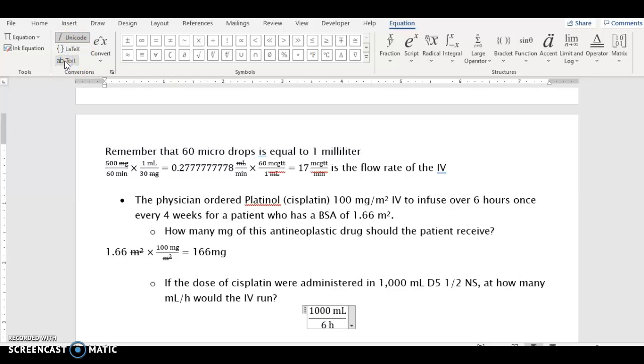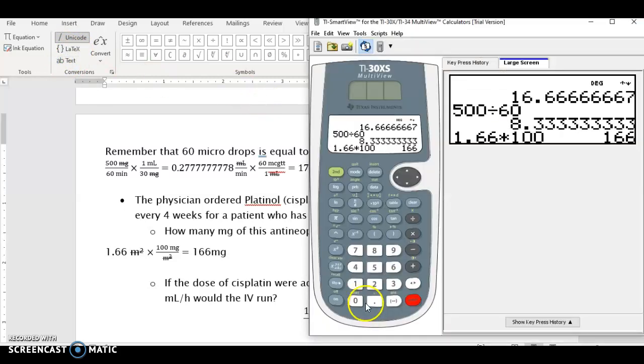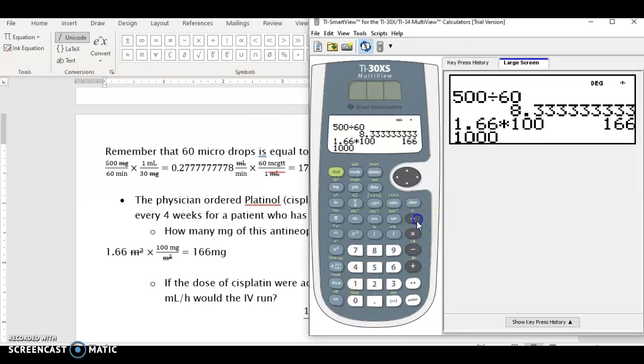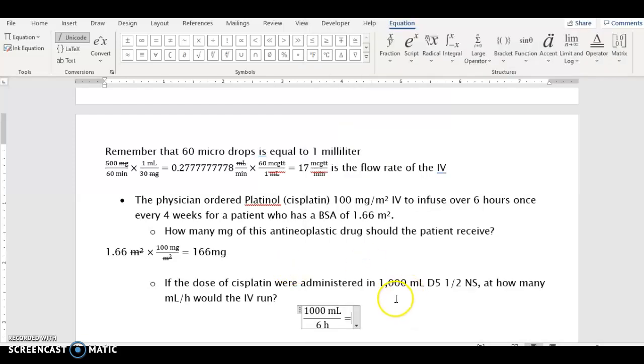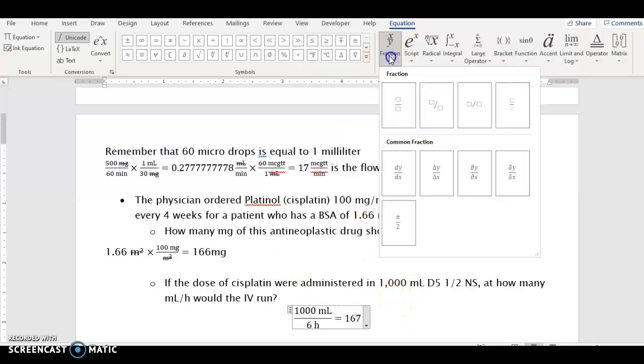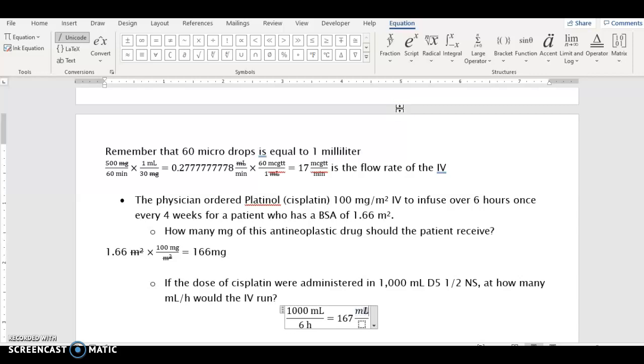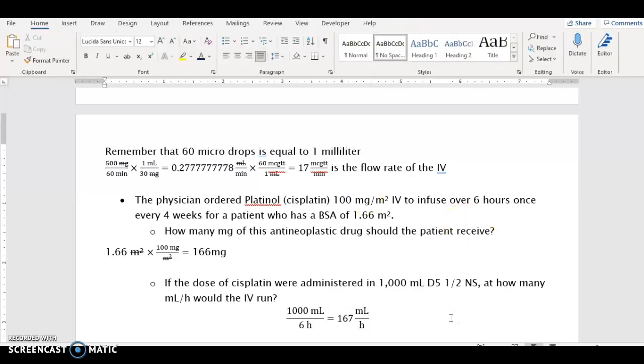We're going to punch that in our calculators and then round as necessary. So 1,000 divided by 6 is 166.66667, and when rounded to the nearest whole number it is 167. So the flow rate is 167 milliliters per hour. That's the flow rate at which the IV will run.